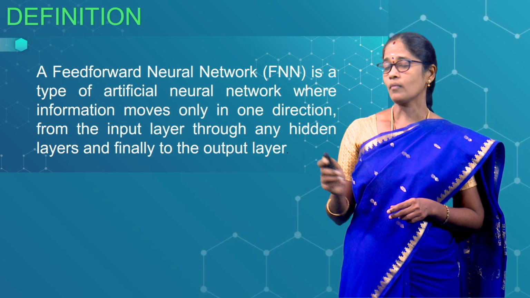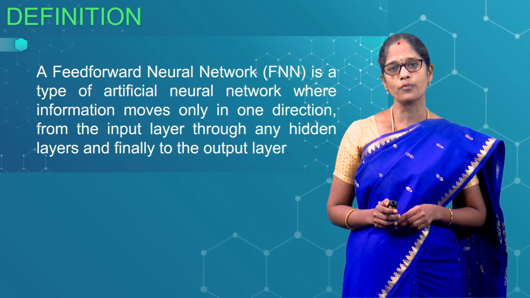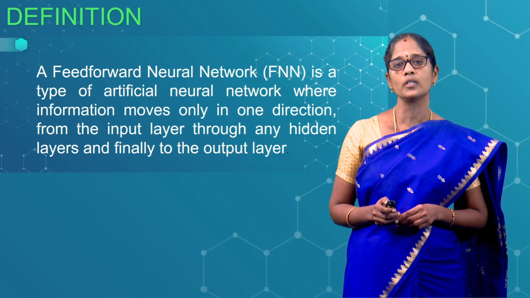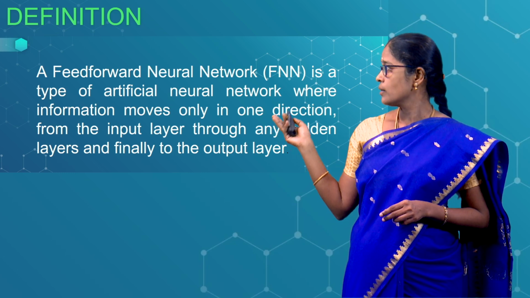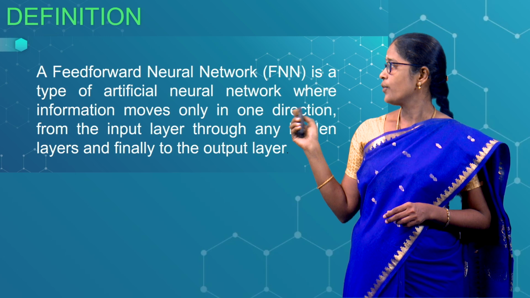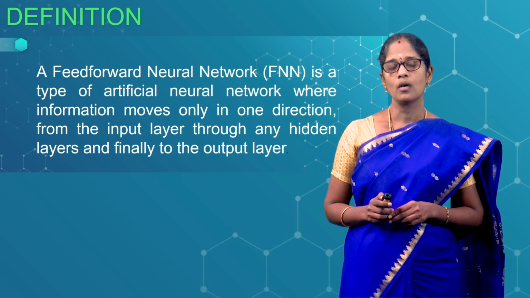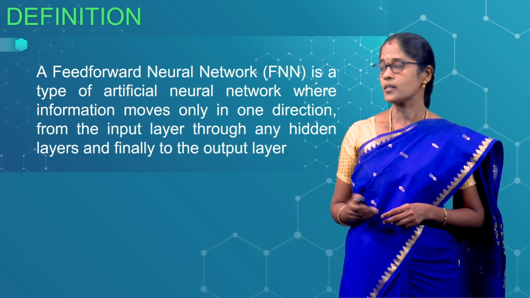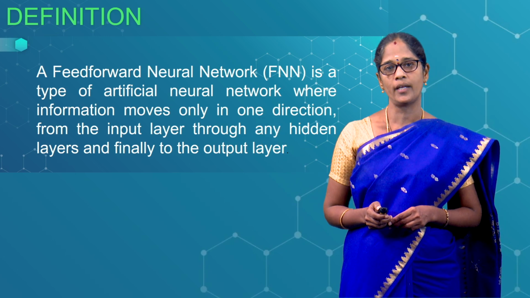Now we discuss different types of neural networks, and first and foremost is the feed-forward neural network. This is one type of artificial neural network where information moves in only one direction, from the input layer through the different hidden layers and finally to the output layer.